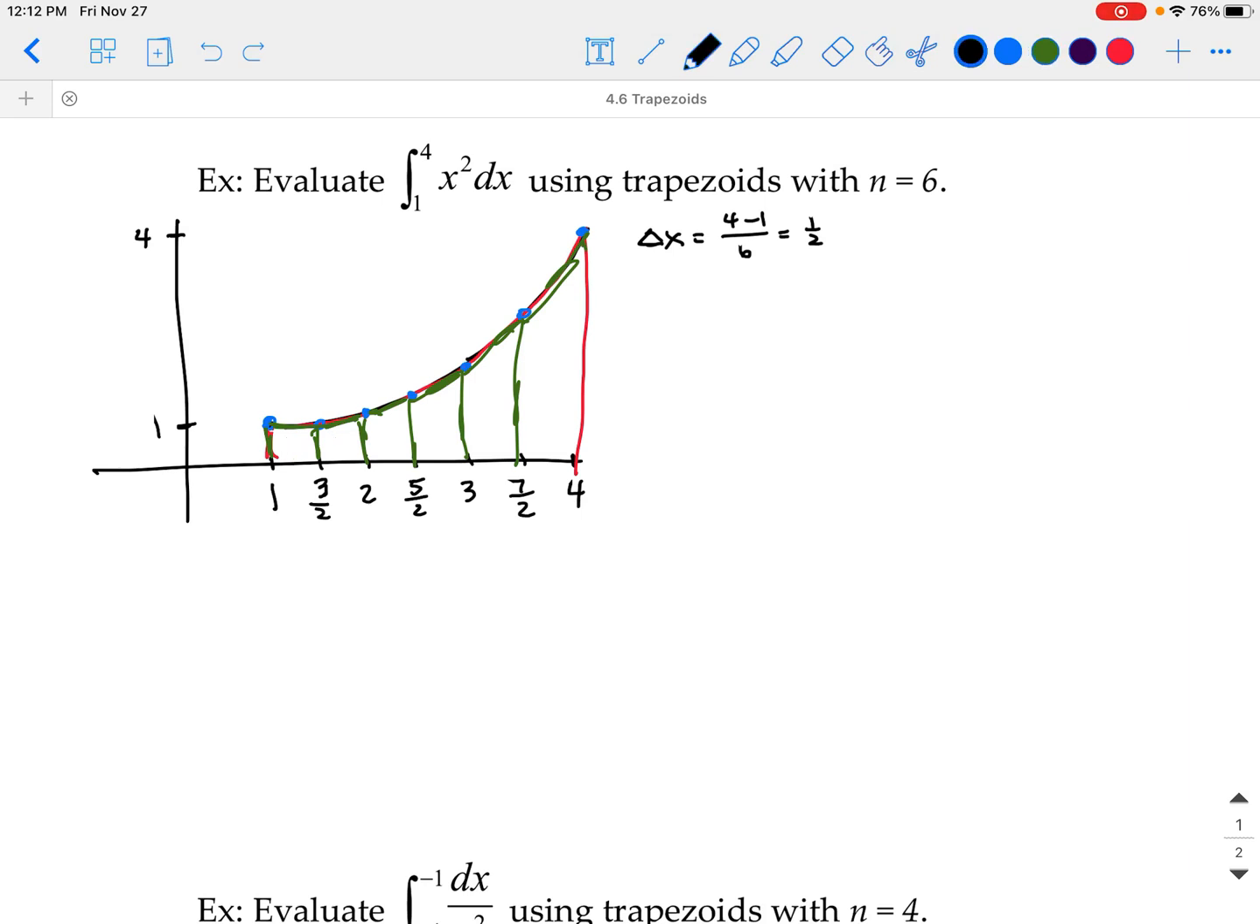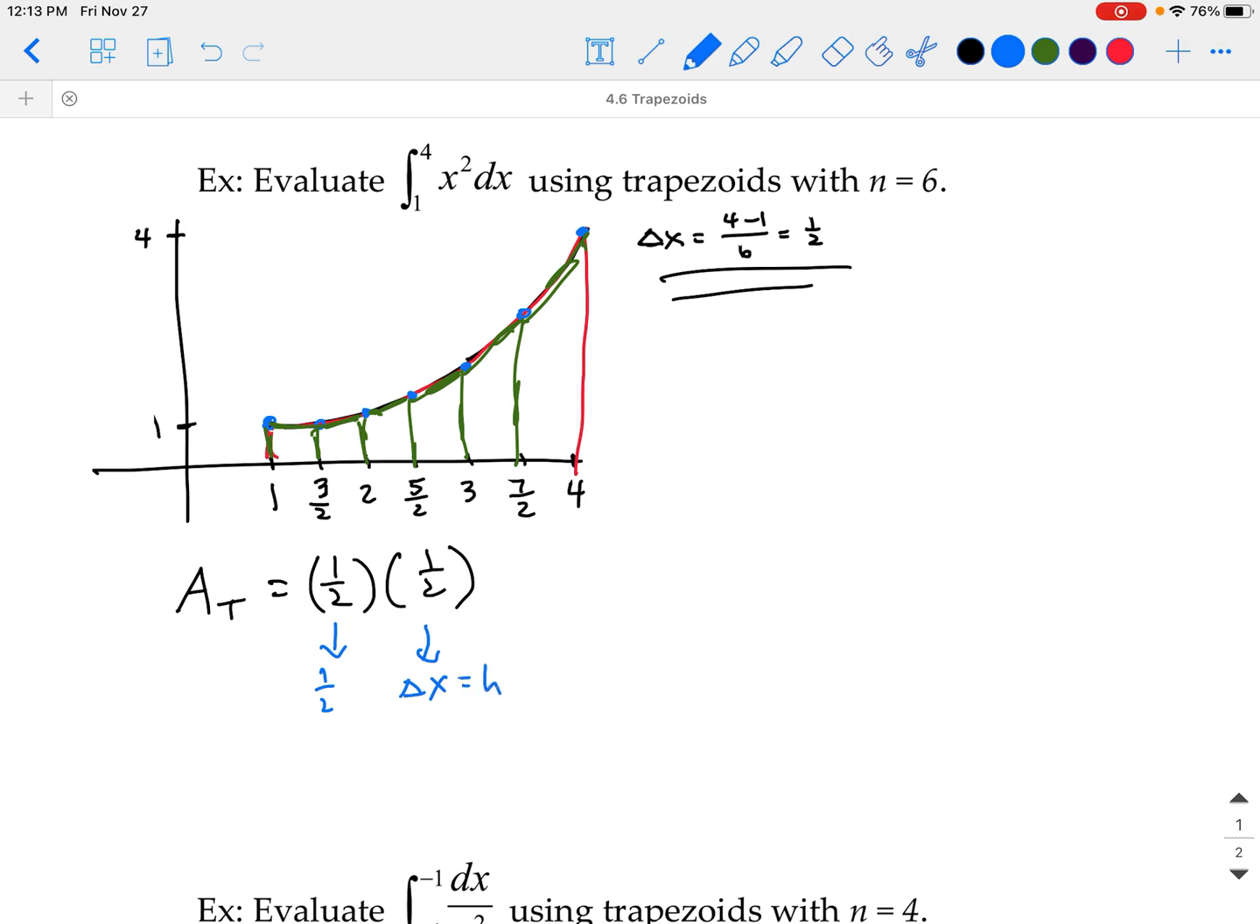And then what I'm going to do here is, because we are using that fixed delta x, I'm going to just generalize our solution here. So the area of the trapezoid is going to be 1/2 times 1/2. So note this is a half, and then this is delta x, right? Which is equal to the height of each trapezoid. So each trapezoid's height, which is along the x-axis, is just 1/2 in length. And then that's going to be times each function value.